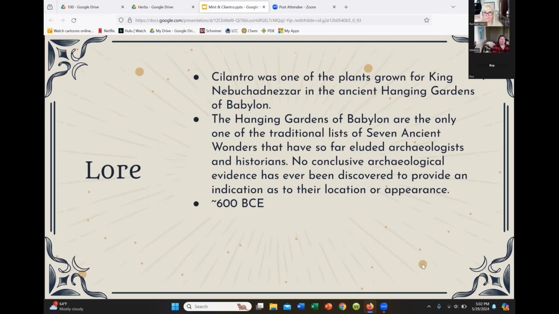And so we don't know where, we don't know exactly what was there, but there's been a lot of letters and writings and communication about these gardens. And so it's believed that they exist. We just aren't sure where they existed. And it's believed that they existed around 600 BCE. This is mostly word of mouth and in writings. We don't have any archaeological evidence of this, but it's said that cilantro was in these gardens.